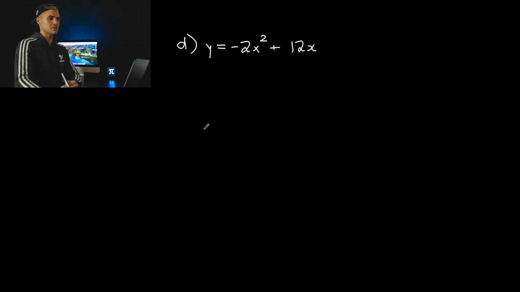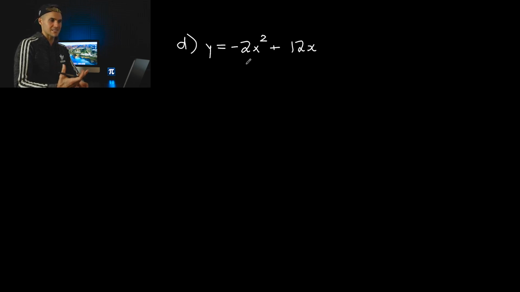Moving on to part D, we have another quadratic. This time it's in a different format. Notice here it's in standard form, negative 2x squared plus 12x, right? Before we had it in vertex form. So actually this one is tougher to deal with. What's nice about the vertex form is we could get the vertex right away, and that's what affects the range for a quadratic.